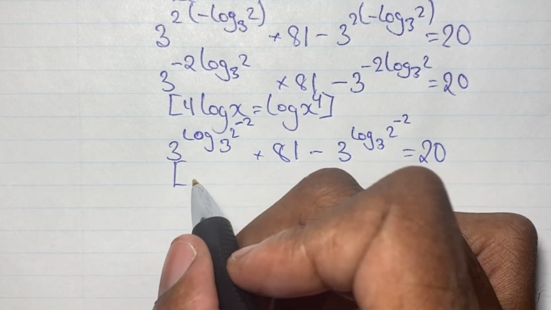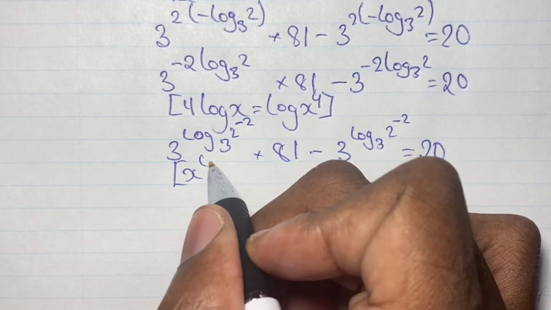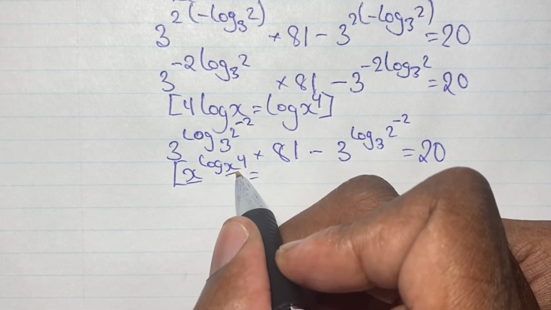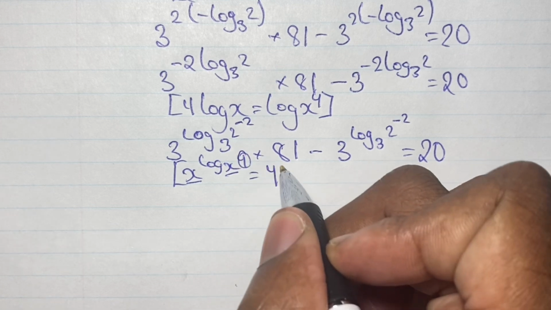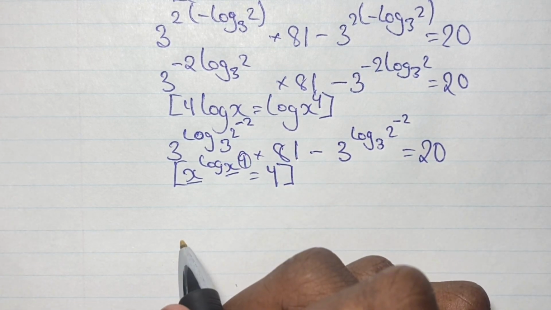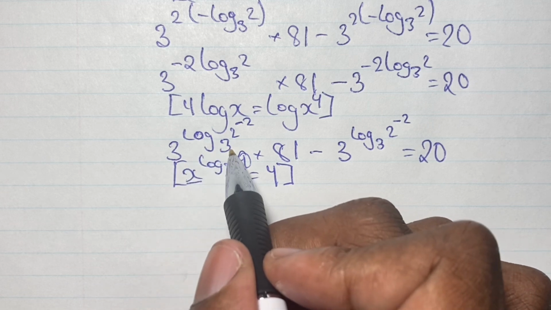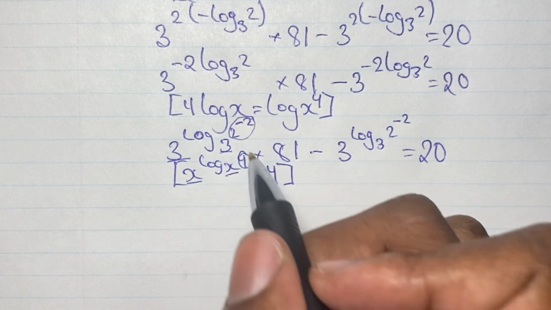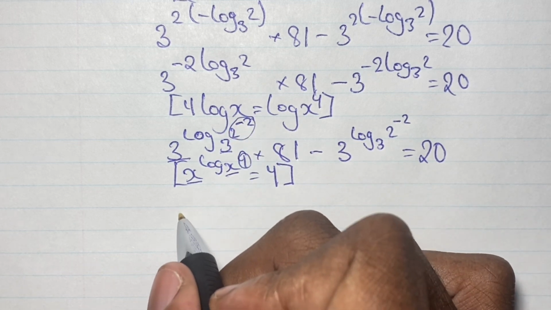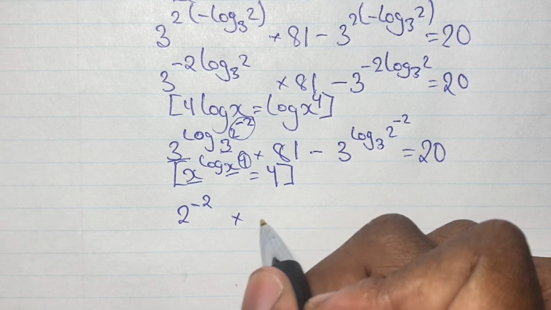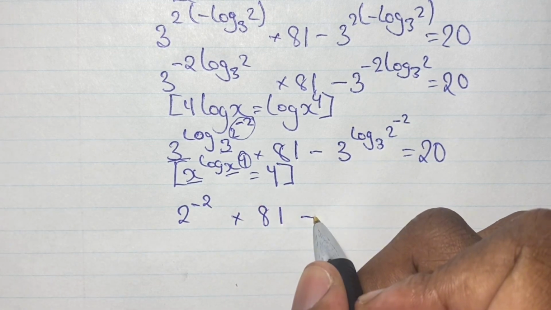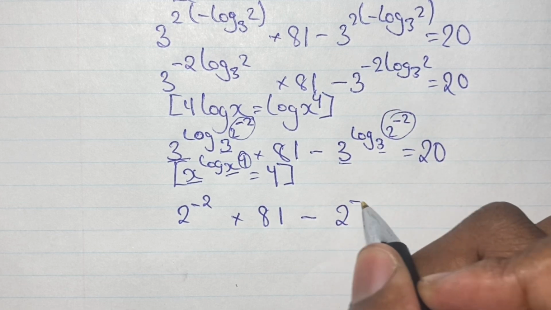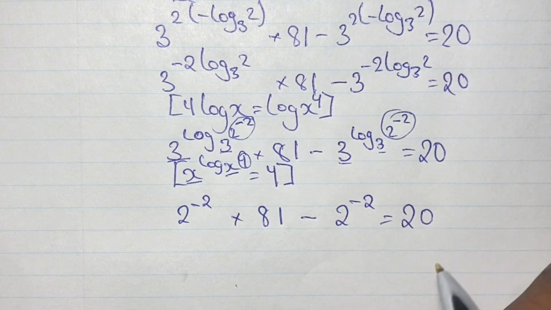And now we will look at another logarithm rule, where we would have x to the power of log base x of y, and whenever we have the same base, it means that that's equal to y. So we'll be using this rule in our equation. So if we look here, we see that we have the same base. So according to our rule, whenever we have the same base, the answer is y. So we rewrite our equation as 2 to the power of negative 2 times 81 minus, again here we have the same thing, so we would just have 2 to the power of negative 2. And again we say that that's all equal to 20.